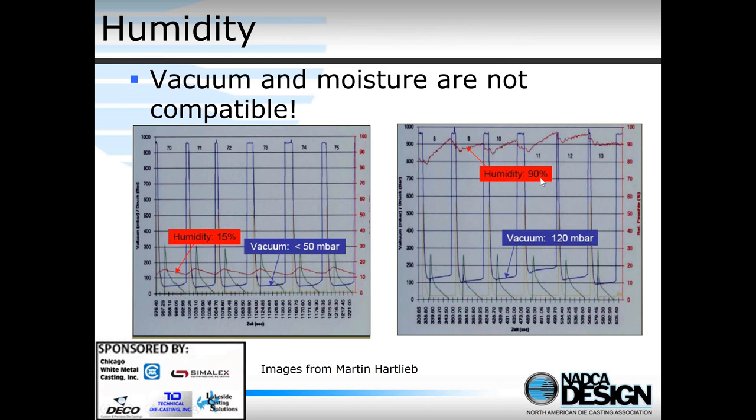Here's an example of a casting. The one on the right was produced in Asia, where the humidity was very high, and they couldn't get the vacuum level down to the right level. So they moved it to a different part of the world where the humidity was lower, and that allowed them to get the correct vacuum level within the casting.